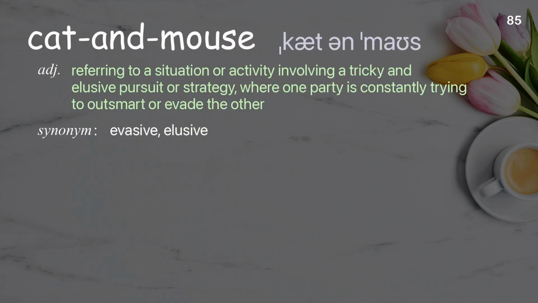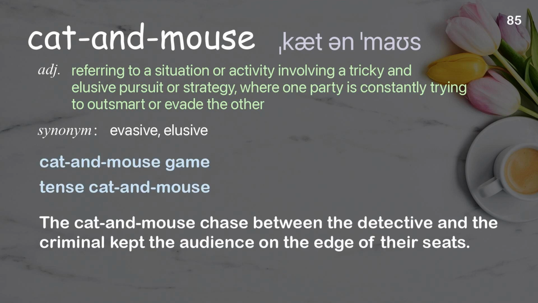Cat and mouse. Referring to a situation or activity involving a tricky and elusive pursuit or strategy, where one party is constantly trying to outsmart or evade the other. Examples: Cat and mouse game. Tense cat and mouse. The cat and mouse chase between the detective and the criminal kept the audience on the edge of their seats.